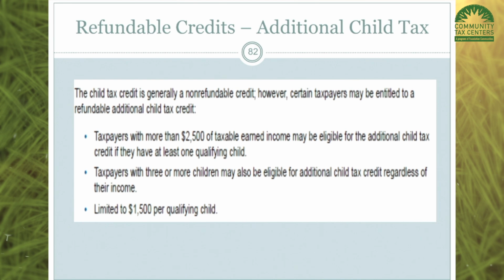So you don't have to worry about calculating this. Again, TaxLawyer calculates this credit. Once you put in the dependents information and the income information, it's going to calculate this additional child tax credit. Just know that it is limited to the max of $1,500 per qualifying child on the tax return.